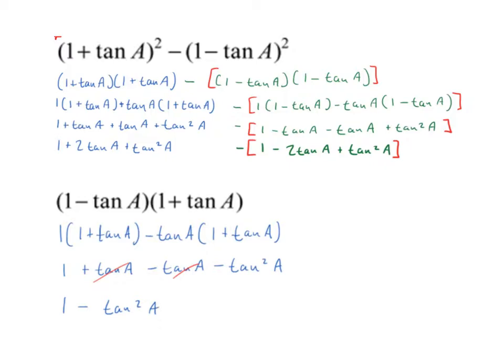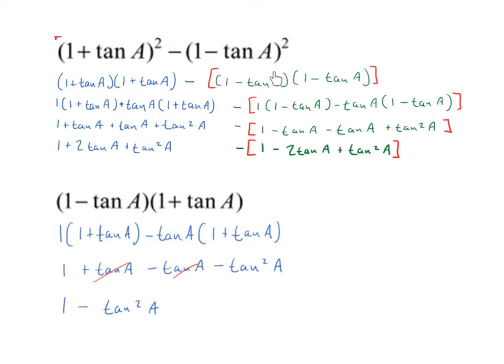So this is the rough work for 1 plus tan of A squared minus 1 minus tan of A squared. So 1 plus tan of A squared becomes 1 plus tan of A times 1 plus tan of A. We bring down the minus. And 1 minus tan of A squared is 1 minus tan of A times 1 minus tan of A. So breaking open the first bracket, we bring down the 1, stick on the second bracket, 1 plus tan of A, bring down the tan of A, stick on the second bracket, 1 plus tan of A. 1 by 1 is 1, 1 by tan of A is tan of A, tan of A by 1 is tan of A, tan of A by tan of A is tan squared A. Bring down the 1, tan of A plus tan of A is 2 tan of A, bring down the plus tan squared A.